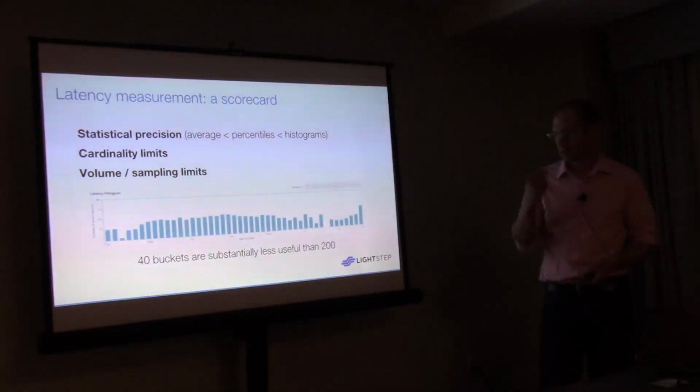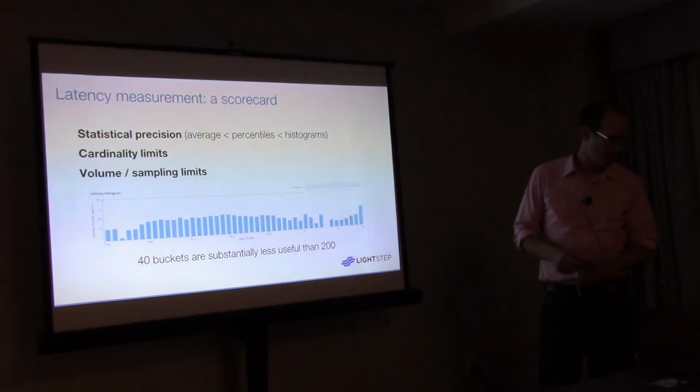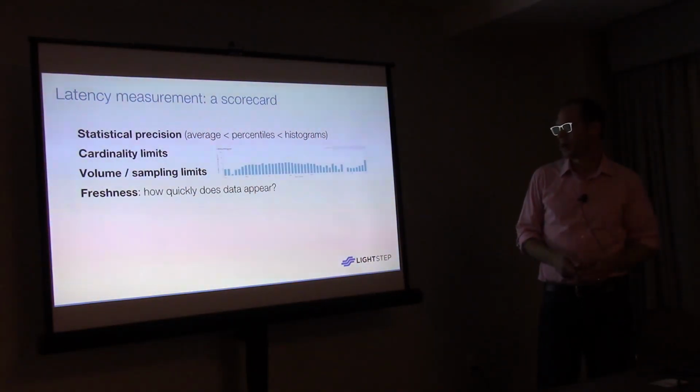So we did an experiment where we thought maybe we could save a bit in costs if we reduce the number of buckets in our histograms, going from 200 down to 40. And when you do that, at least in this typical example, it ends up being pretty flat, so it's not conveying a lot of information anymore. So in this case, more information is better.